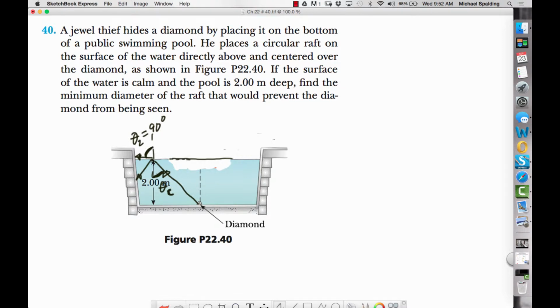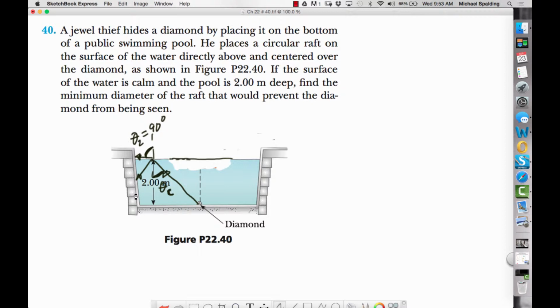Guys, if you go beyond the critical angle, so what if a light ray hits at an angle that's even larger than the critical angle? Will any light get out? No. No light will get out. You'll only have reflection.